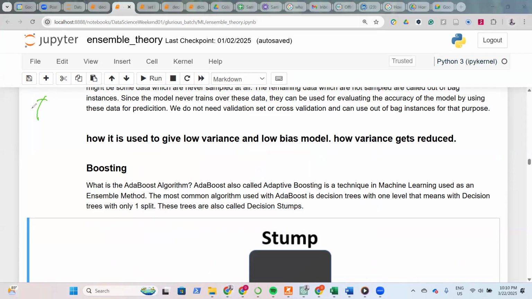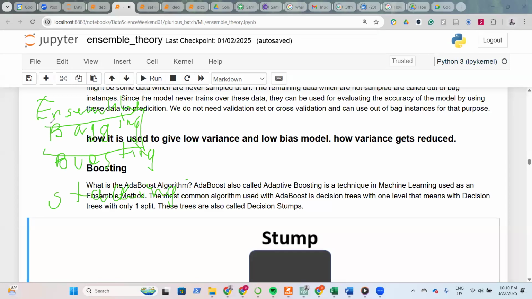We're looking at the ensemble techniques. We've talked about them. We talked about bagging, we talked about boosting, and we talked about stacking. We have already looked at bagging, where we looked at random forest, where we talked about bootstrapping and aggregation.